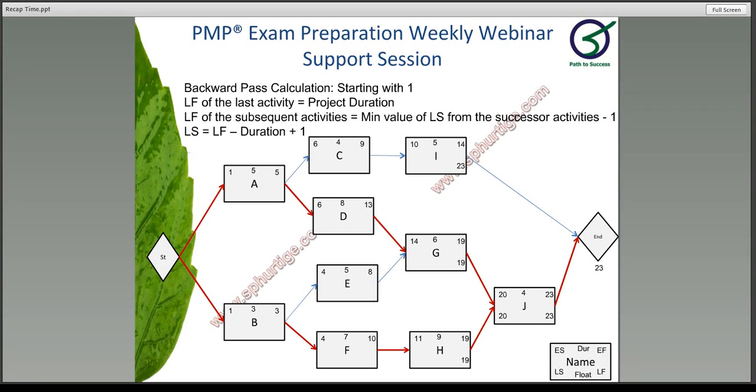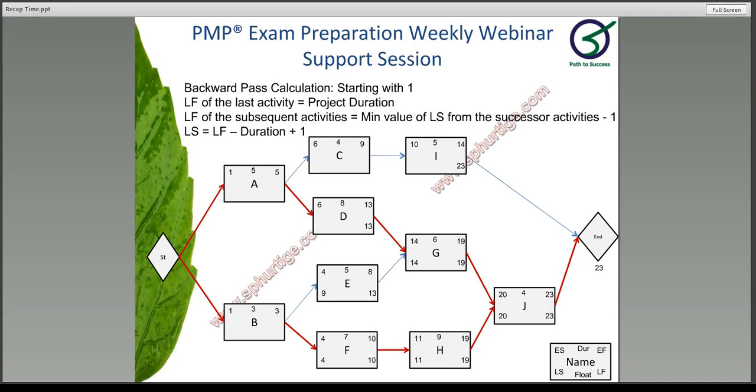So G and H, the late finish is on the 19th. Now once you have 19, H is going to take 19 minus 9 plus 1, which is 11. F is going to be 10. 10 minus 7 plus 1 is going to be 4. Now we are moving on to G. 19 minus 6 plus 1 is going to be 14. So D and E is going to have a late finish of 13. Now E is going to be 13 minus 6 plus 1, which is going to be 9 days.